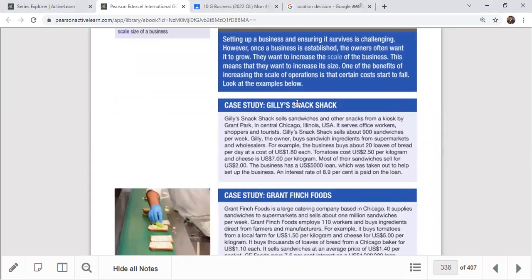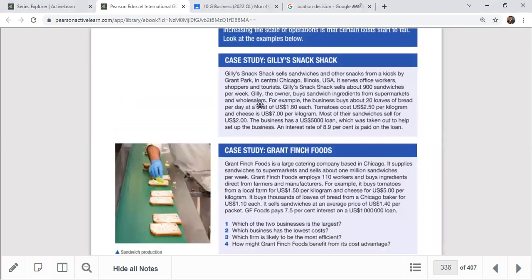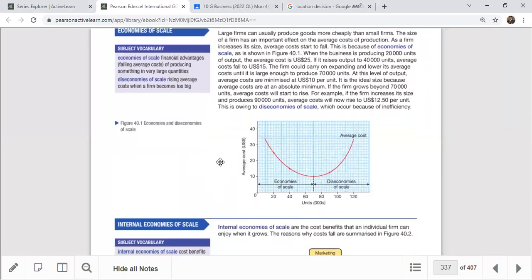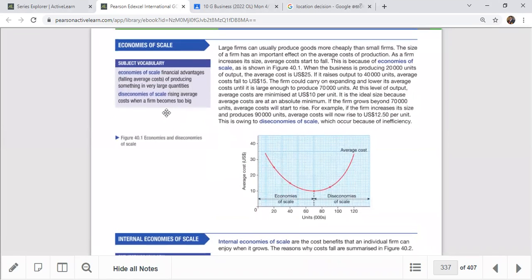We discussed already these two case studies, the Gilly Snack Track and the Grant Finch Food, small business and large business, and we found out how a large business will get economies of scale, especially purchasing items directly from suppliers. You can get large economies of scale, cost advantages. After that we talked about the economies of scale definition. You can see this U curve, flat U curve. Normally economies of scale means the falling average cost, and when the average cost is rising, that's the diseconomies of scale.